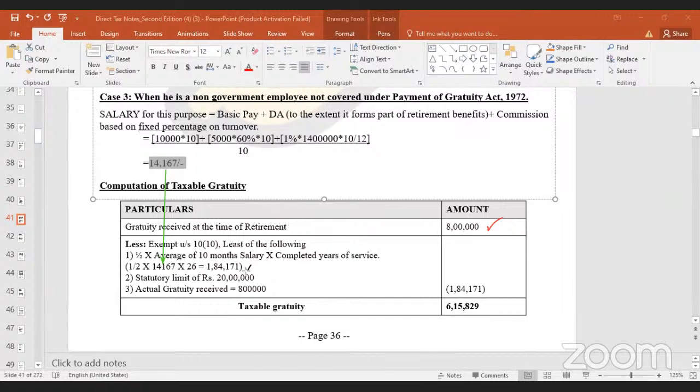The actual gratuity received figure is 8 lakh. The least is going to be 1,84,171. This figure will be brought in the exempted column. 8 lakh minus the exempted gratuity of 1,84,000 gives the taxable gratuity, 6,15,829.